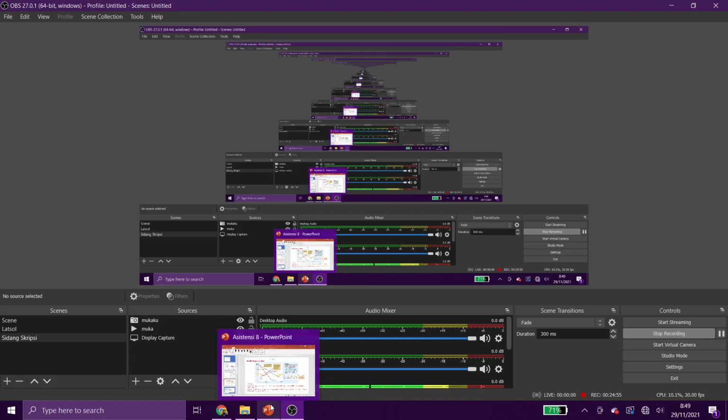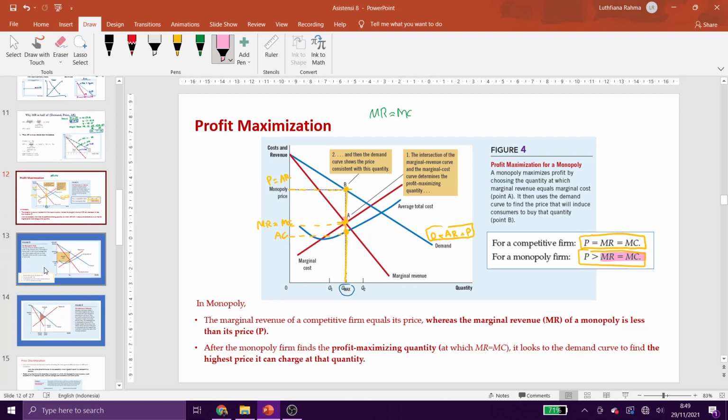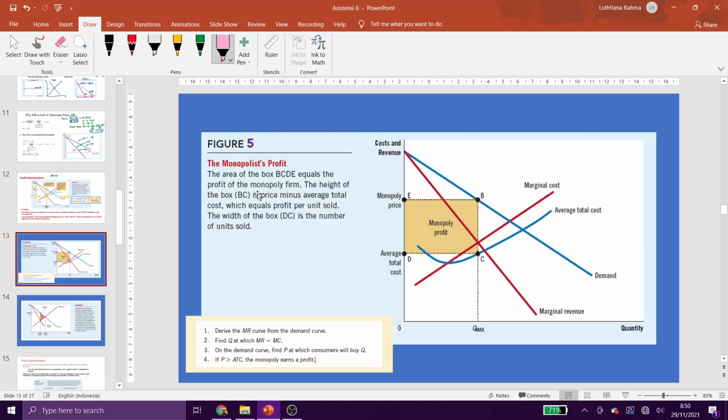Okay. After checking the OBS, I will move to the condition. So here's the condition.